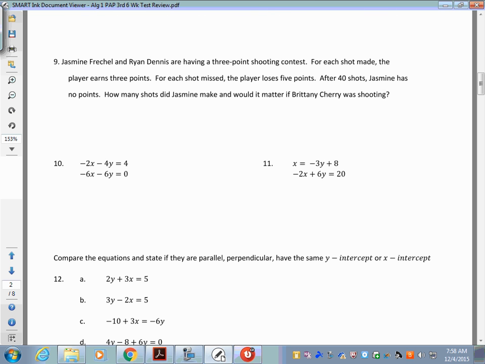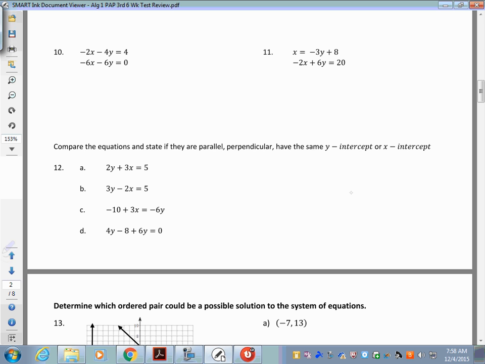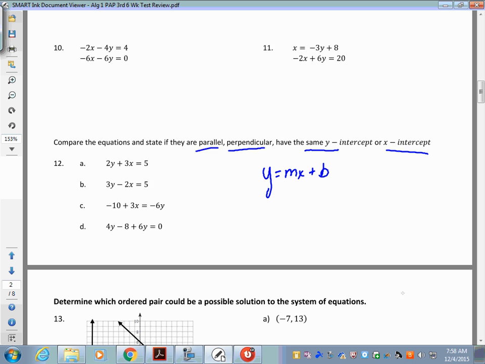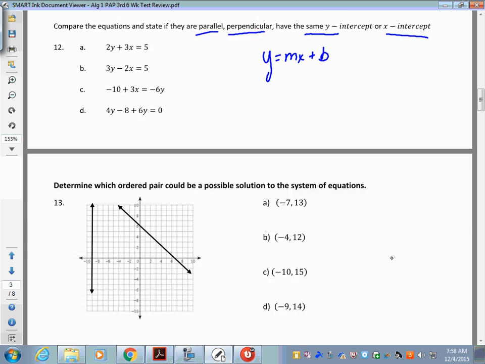You should know how to do 10 and 11. Now you can go straight to typing. But when it starts asking for parallel, perpendicular, saying y-intercept or x-intercept, calculator cannot help you for that. You have to get it into mx plus b. And you have to compare your m, your slope, compare your y-intercept, compare your x-intercept.